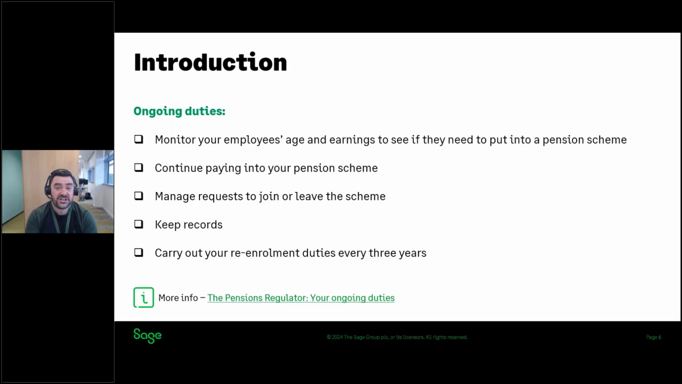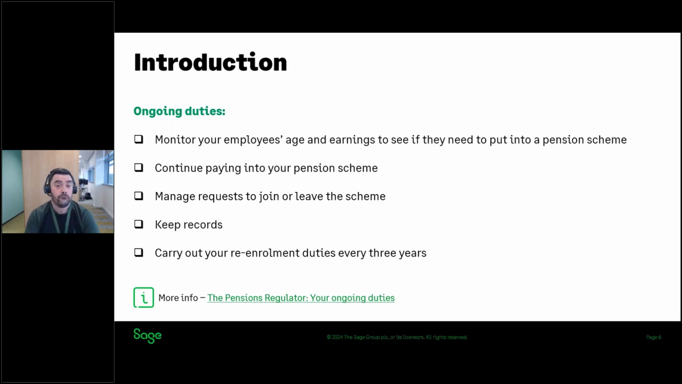But in essence, each and every time you process your payroll, you will need to monitor your employees' age and earnings. So you'll need to assess them to see if they need to be put into a pension scheme, if they're not already in one. You'll need to maintain contributions to that pension scheme. So there'll be an employer contribution and you'll deduct the employee amount. You'll manage requests to join or leave the scheme, known as opting in or opting out. You'll need to keep records to show how you've complied with these duties.